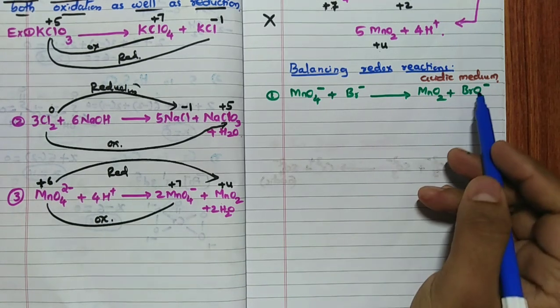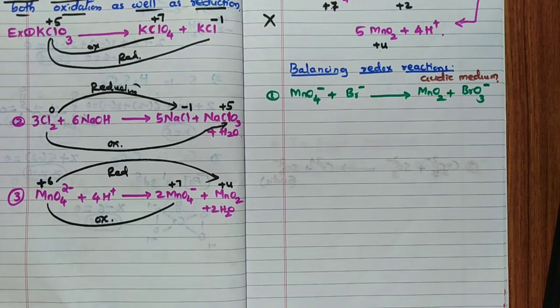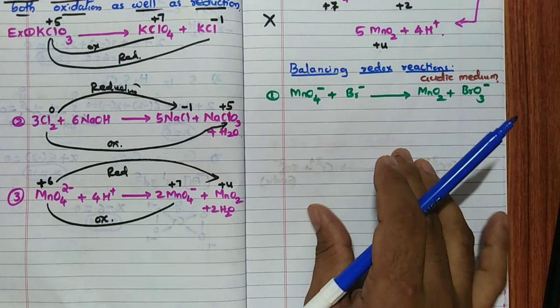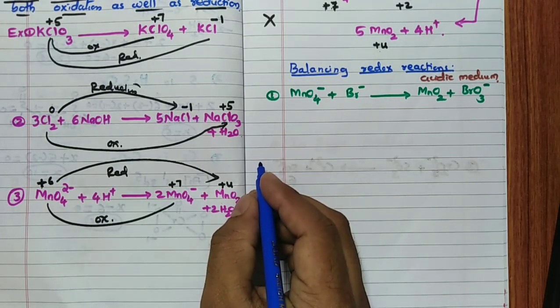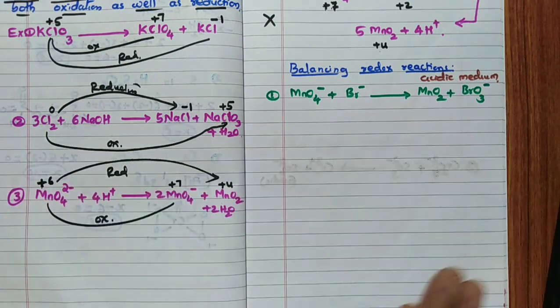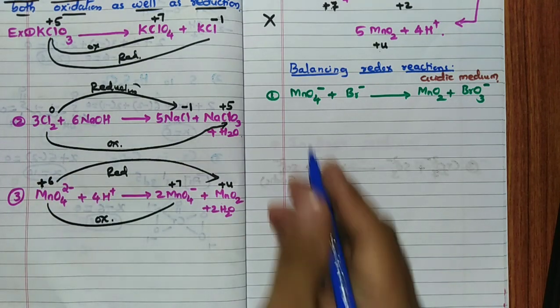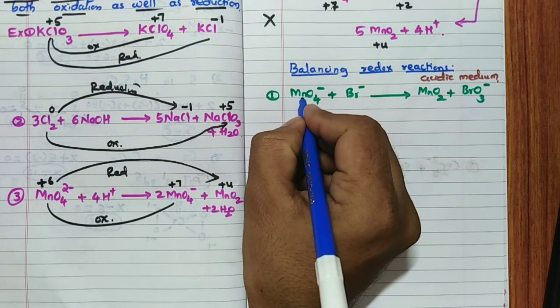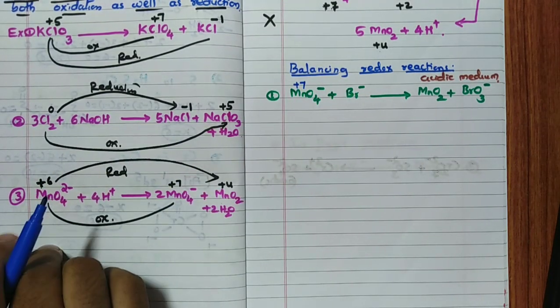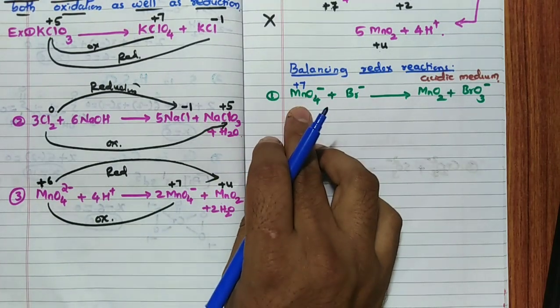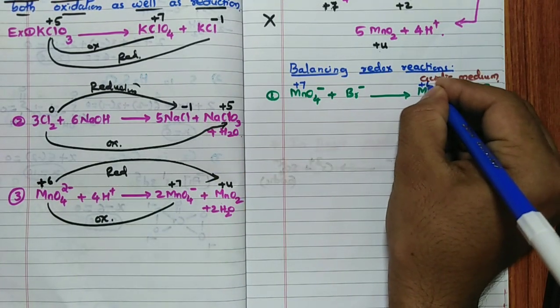Fine. Acidic medium they have given. Generally, remember, acidic medium means at the last step you balance hydrogen and oxygen. Basic medium, I will tell you later. In this case, first you write all the oxidation states except oxygen and hydrogen. Oxidation state you can see, so Mn is +7. See how to calculate, I have already explained. If you have not understood, please go through that video. So +7, and here it is +4.